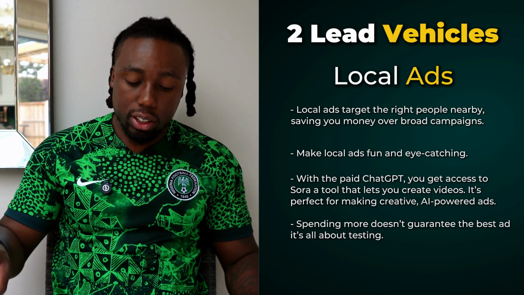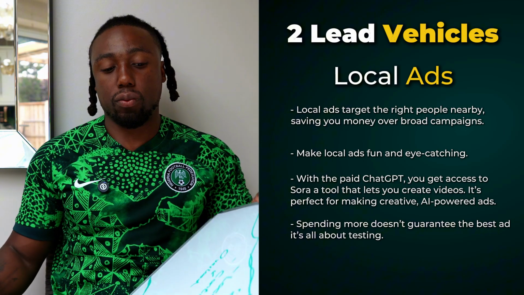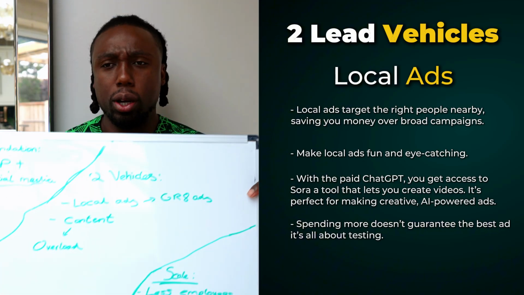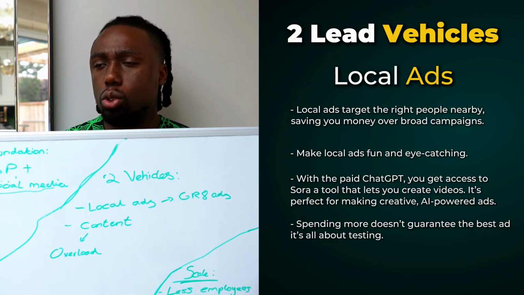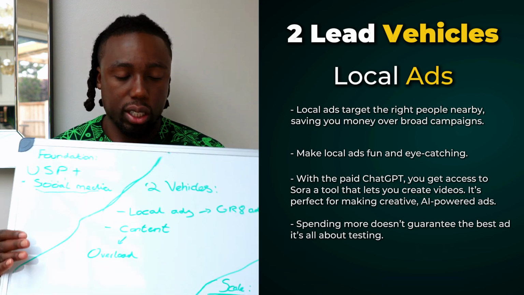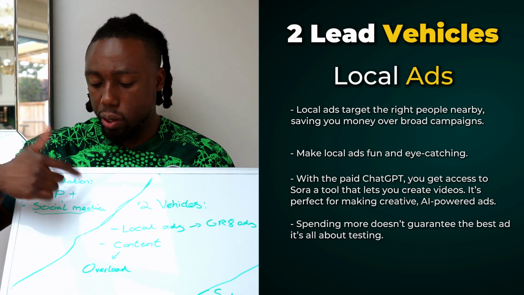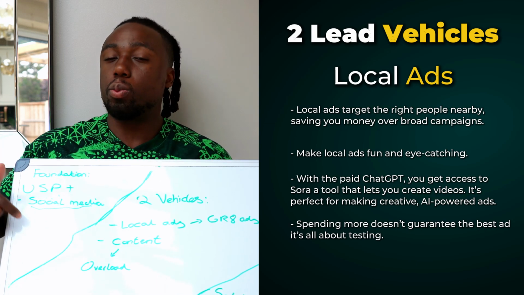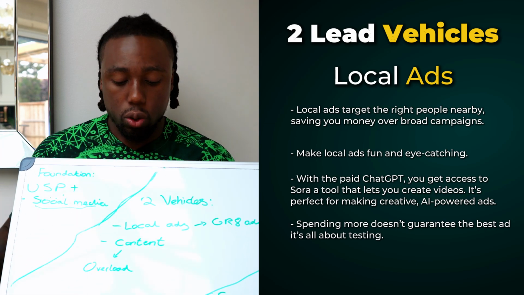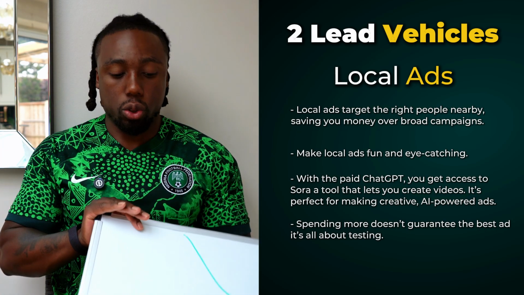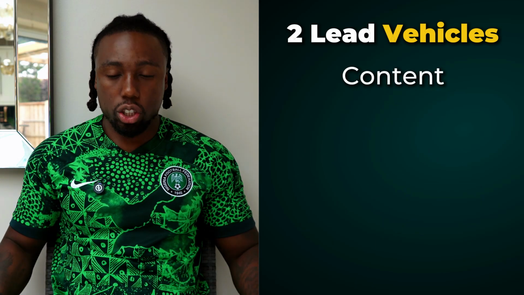The next thing is content. That's the second vehicle. And you might think, Michael, that's not really a lead generation tool, right? And I typically wouldn't use it as one. It's usually around the foundation: social media, have your USP, produce loads of content. But I actually do think that you could use content as a lead generation tool with an estate agency.